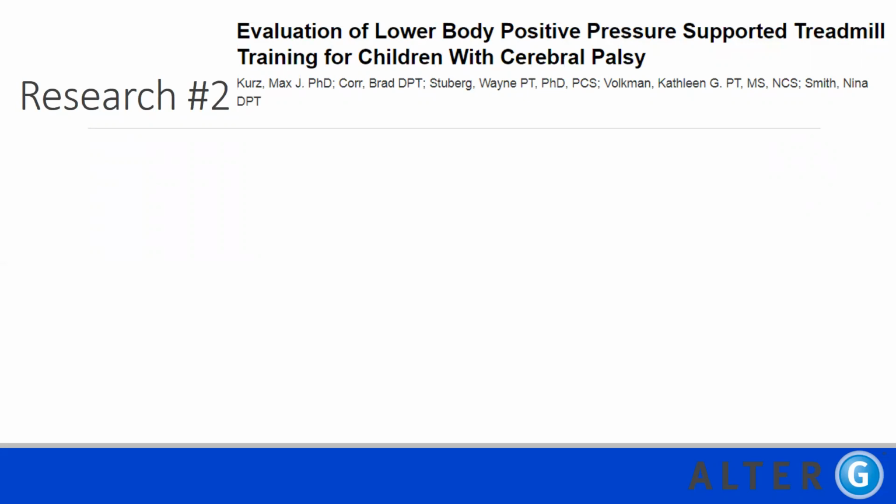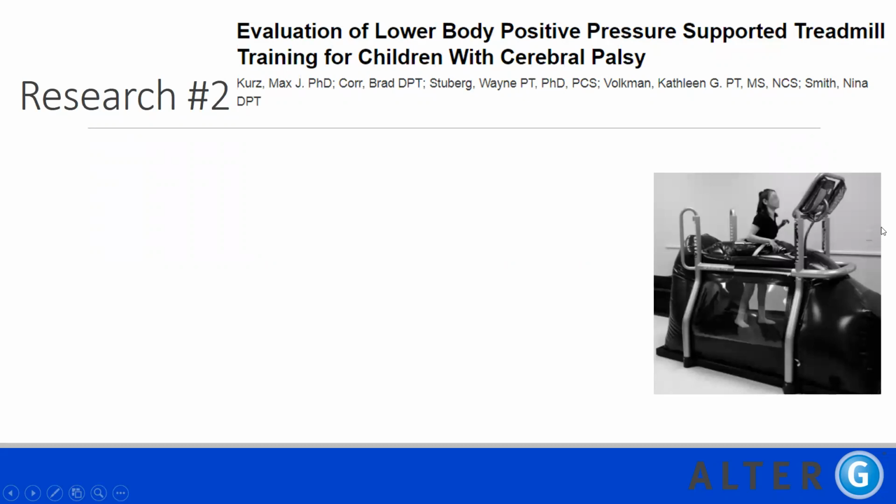In this study, and I'll show you in a little bit about their interventions here, the idea is that if you reduce gravity, you're going to be able to reduce the speed of the movement. Therefore, you can actually increase the walking speed, which is going to allow for more normalized gait, both in and out of the AlterG.